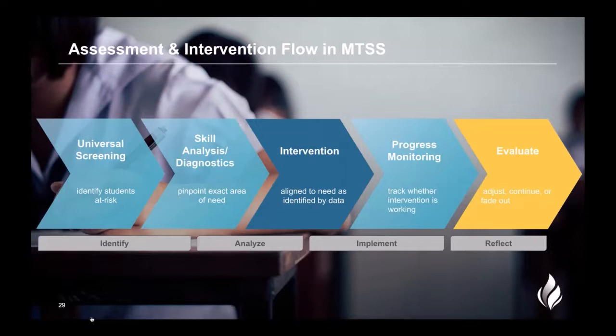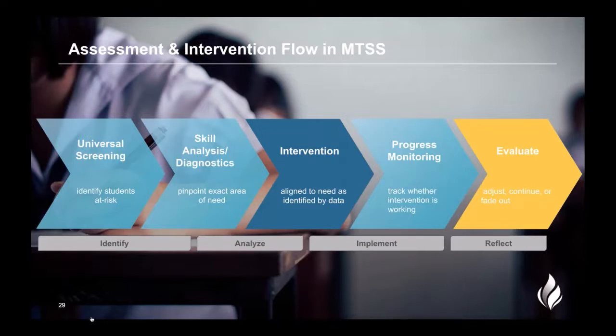Then we move into, okay, we know what the problem is. Now let's do something about it. And so here's where our intervention piece comes in. And this tends to be where we spend most of our time, and where I sometimes see all of our efforts focused just on intervention. What's really important here is that we're aligning the need identified by data. A common pitfall is that we're not always looking at the different assessments that we're giving and knowing what that assessment was intended to measure, and sometimes making assumptions with an intervention that maybe isn't appropriately matched to the student's need.